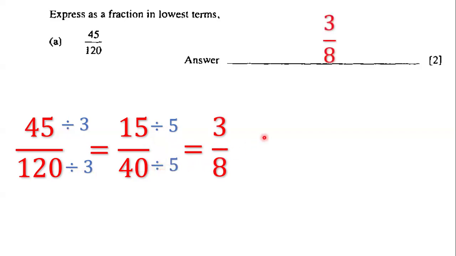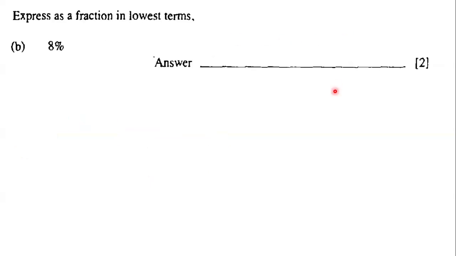And so that means that 45 over 120 expressed as a fraction in lowest terms is 3 over 8. Next, we have 8%, and our goal is to express this as a fraction in lowest terms.